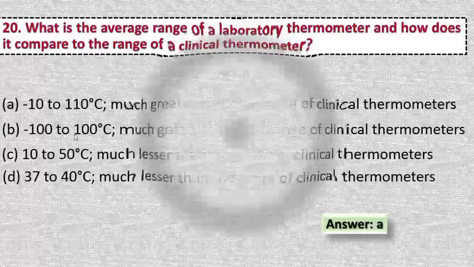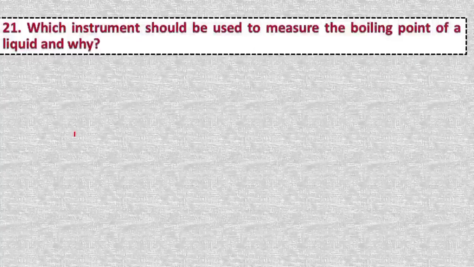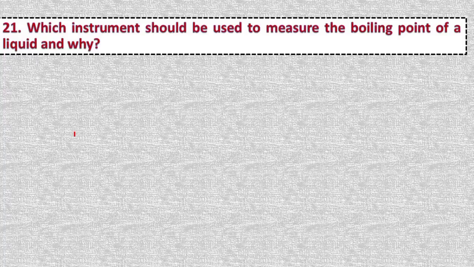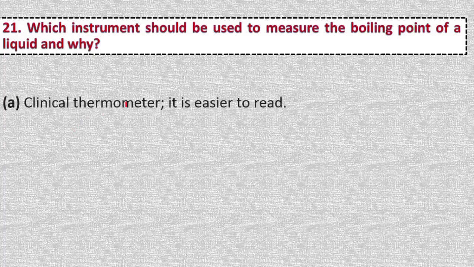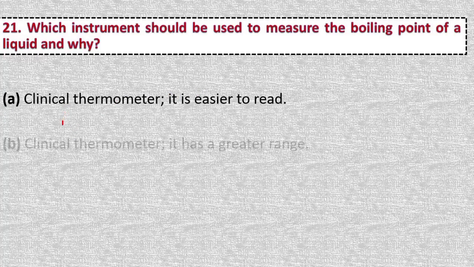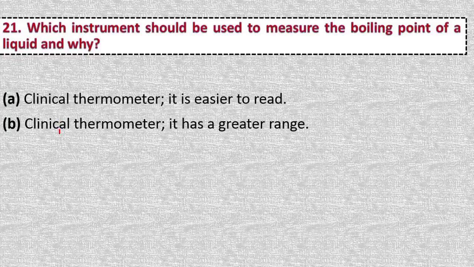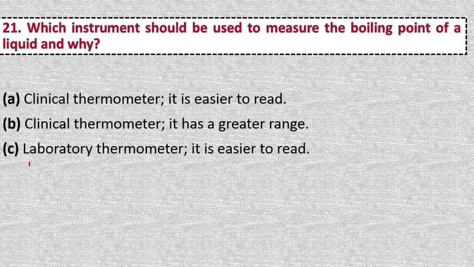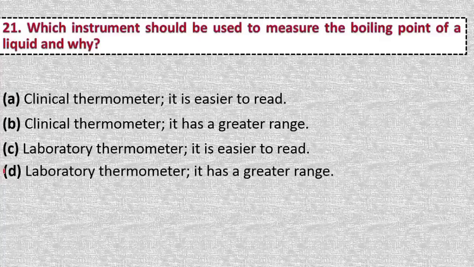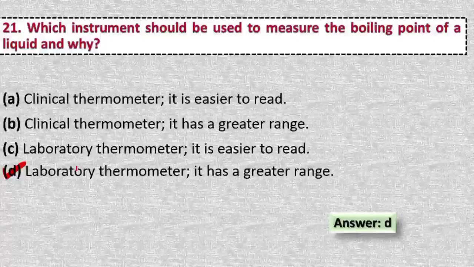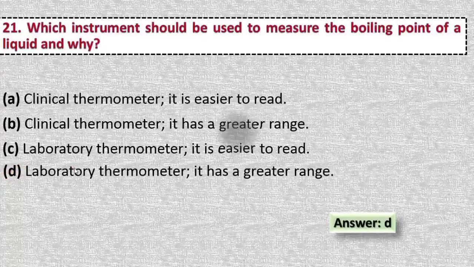Here is the next question. Which instrument should be used to measure the boiling point of a liquid and why? We should use a laboratory thermometer to measure the temperature of boiling water because it has a greater, wider range. The correct answer is option D for this question.